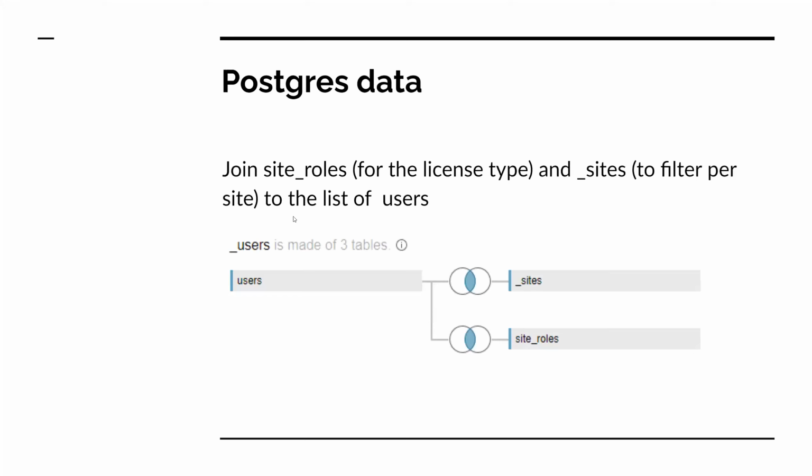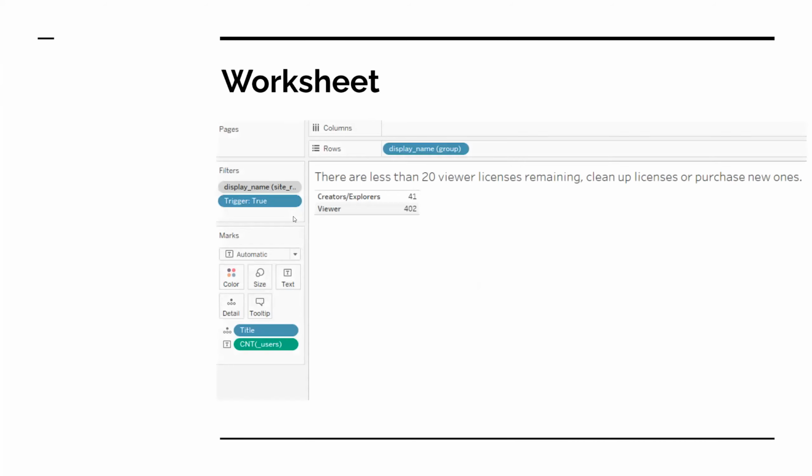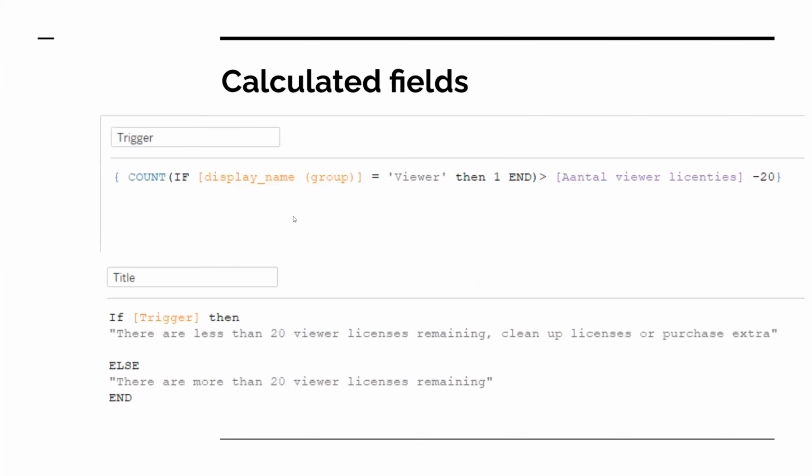How do I do that? Well, connecting with the Postgres, I'm just using 3 tables. I'm using the users, sites, and site roles table, where the site roles describe the different types of licenses. And the rest, I guess, makes sense. You're just going to look at users per site and then assign the site roles.